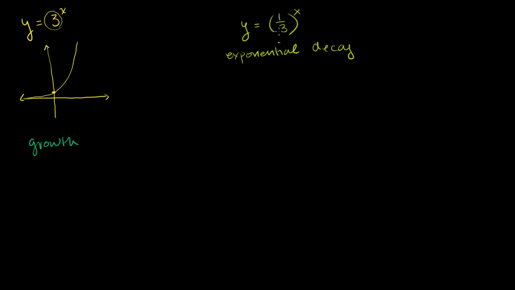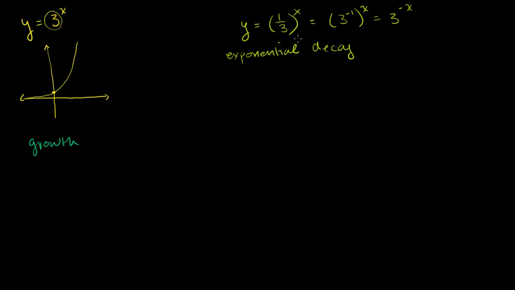This would be exponential decay. And notice, another way I could write this, 1/3 is the same thing as 3 to the negative 1. So it's 3 to the negative 1 to the x power. I could also write this as 3 to the negative x power. This and this are equivalent. And that's another interesting way to think about exponential decay functions. It could either be a standard positive exponent with a base that's less than 1, or you could have a base larger than 1, but with a negative x as the exponent.